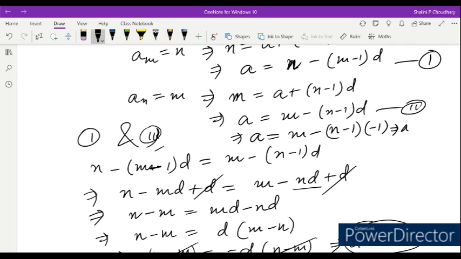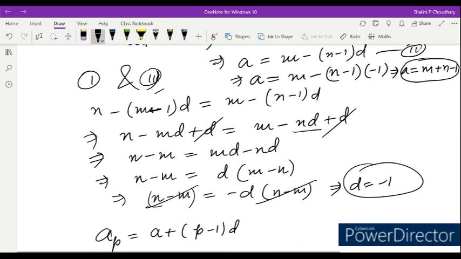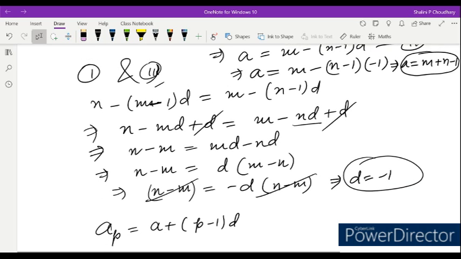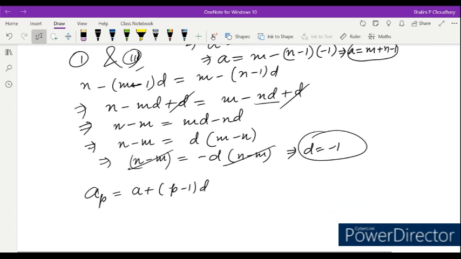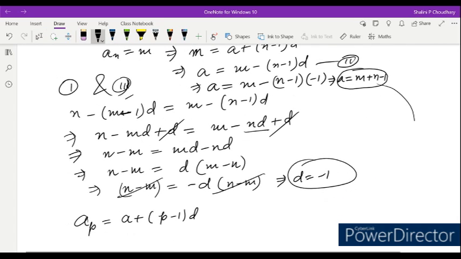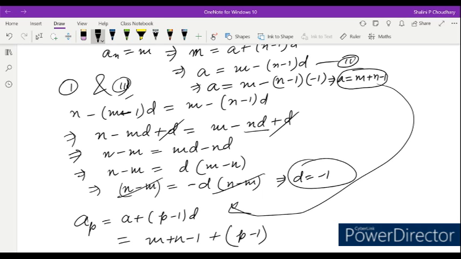So A का value will be m plus n minus 1. Okay, this will be the value of A. So A का value हमें मिला. So we'll put the value in this case. What we'll do? We'll put the value of A from here. यहाँ से हम A का value put करेंगे. So A का value is m plus n minus 1 and D का value is minus 1, in A plus P minus 1 into D.